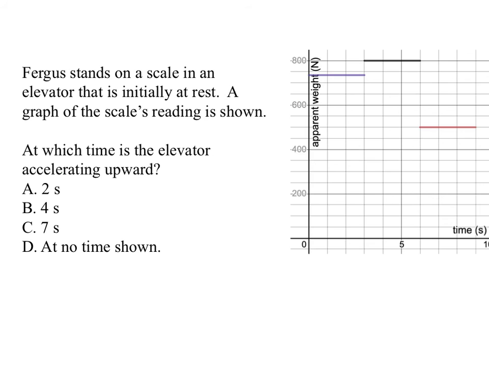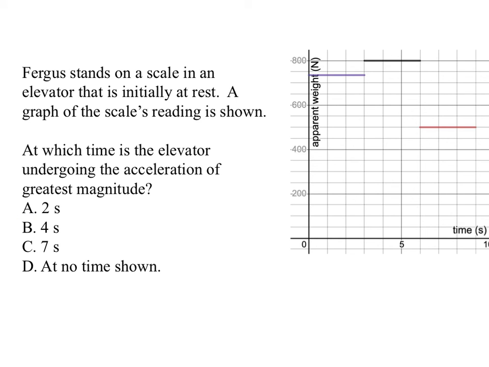Fergus stands on a scale in an elevator initially at rest. The graph of the scale's reading is shown. At what time is the elevator accelerating upward? Well, since he starts at rest, this is his true weight, and during this time his apparent weight is more than his true weight, so the elevator must be accelerating at that time. That seems to be between 0 and 6, so it must be here.